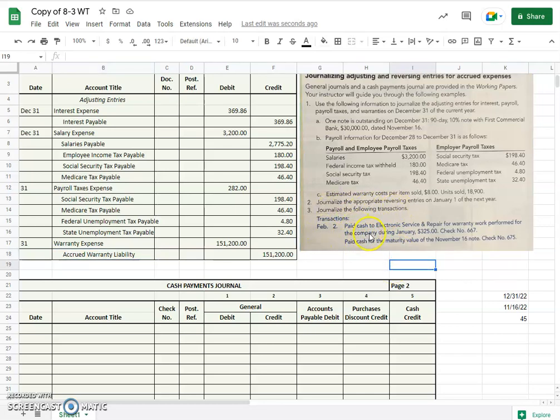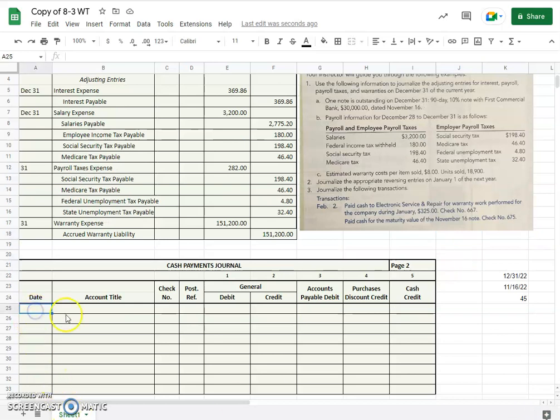Okay, so now part 3, journalize the following transactions. On February the 2nd, we paid cash to electronic service and repair for warranty work performed for the company during January, $325.